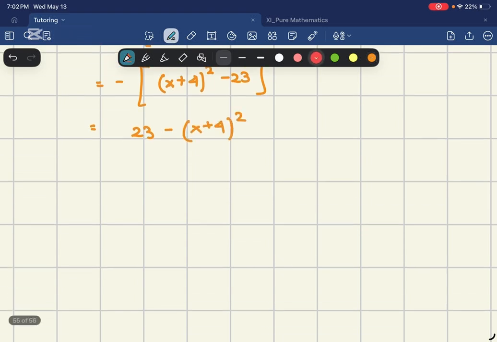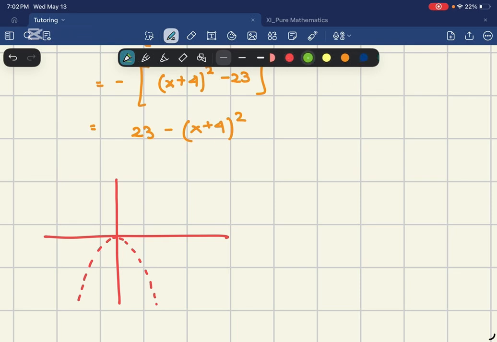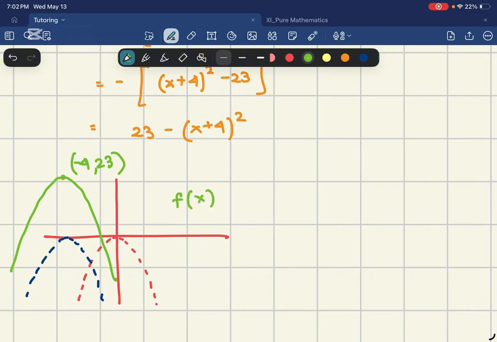Now I can visualize the graph. I have negative x squared, right? So negative x squared looks something like this, concave down. And then I need to shift it 4 units to the left because it's plus 4. 4 units to the left, and then it's 23 units up. So my final graph looks something like this, and my vertex point is at negative 4, comma 23. So your f of x is going to be less than or equal to positive 23, if you think about the range. So your range is going to be always lower, so your output values are not going to exceed 23, less than or equal to 23.